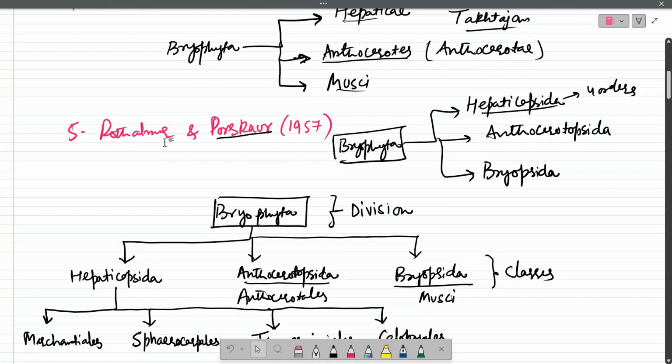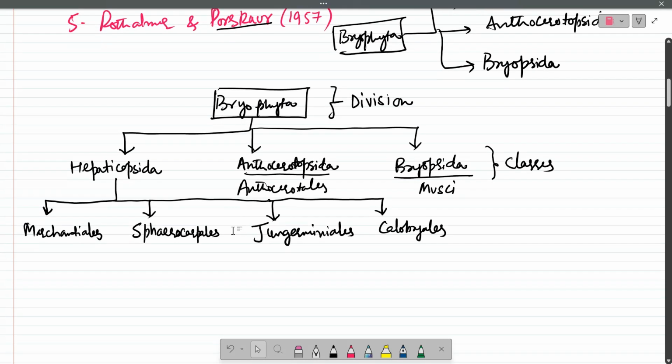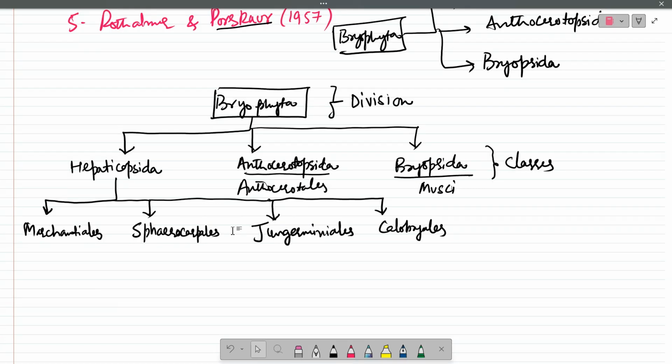And then Rothmaler and Proskauer in 1957 renamed those classes according to the ICN rules, and they called them Hepaticopsida, Anthocerotopsida, and Bryopsida. And Proskauer then divided the Hepaticopsida into four orders, whereas the other two classes contain one order each. Okay, so that's it from today's video.